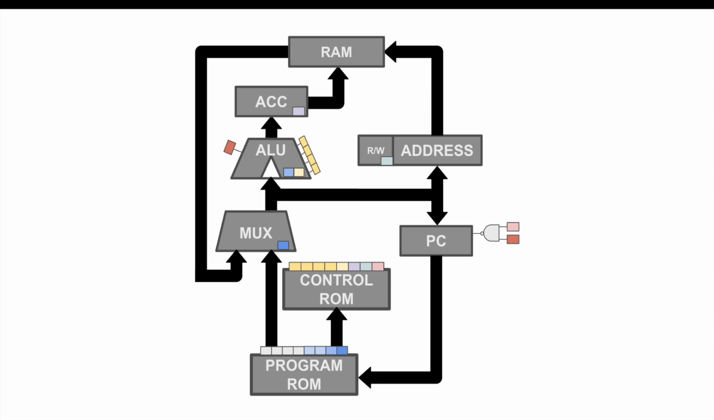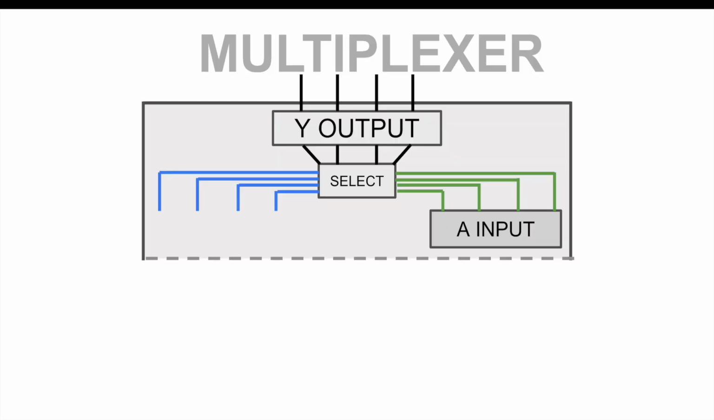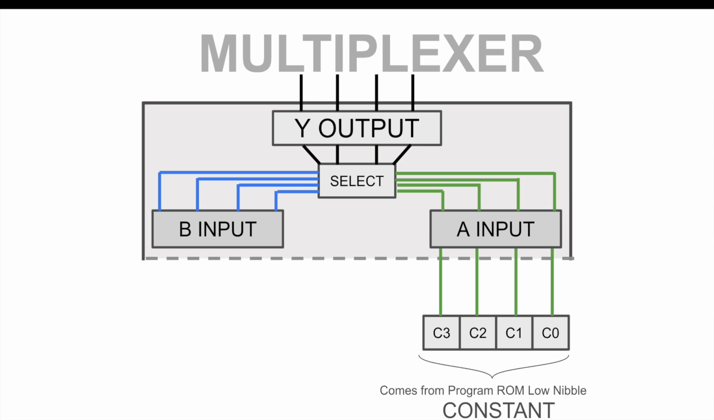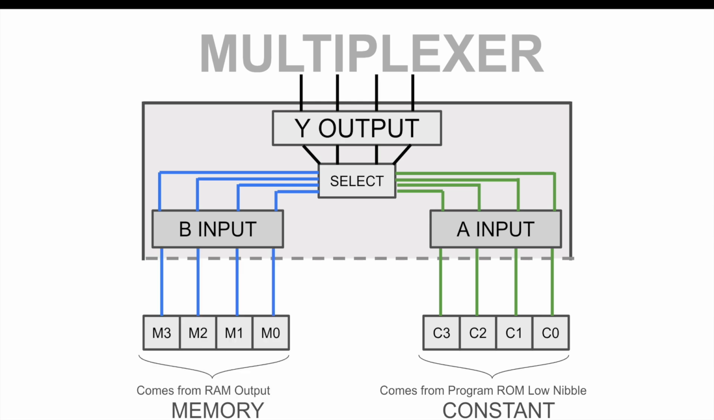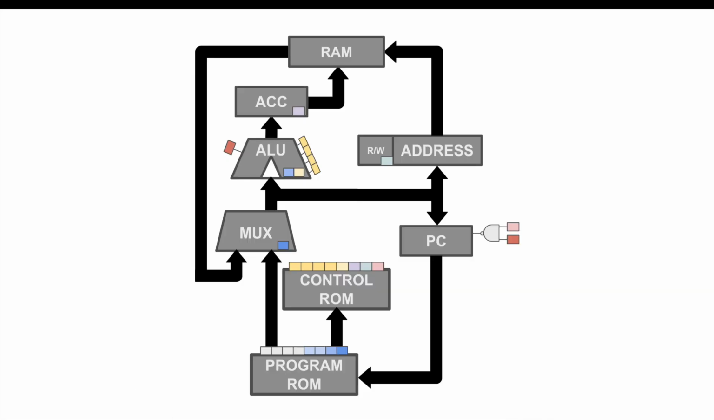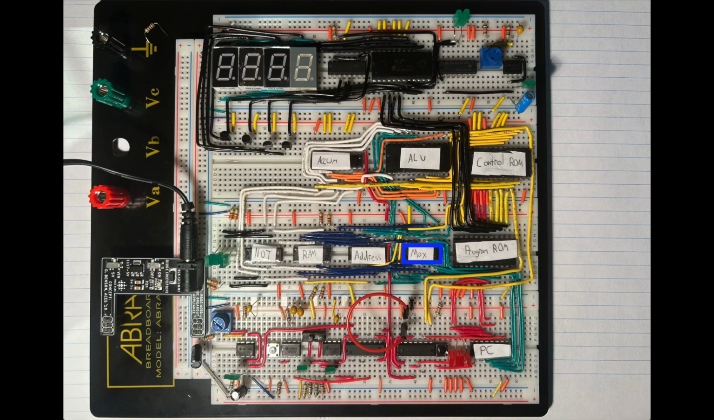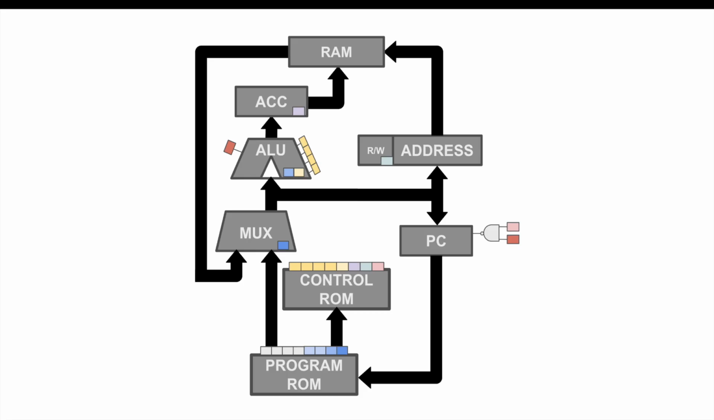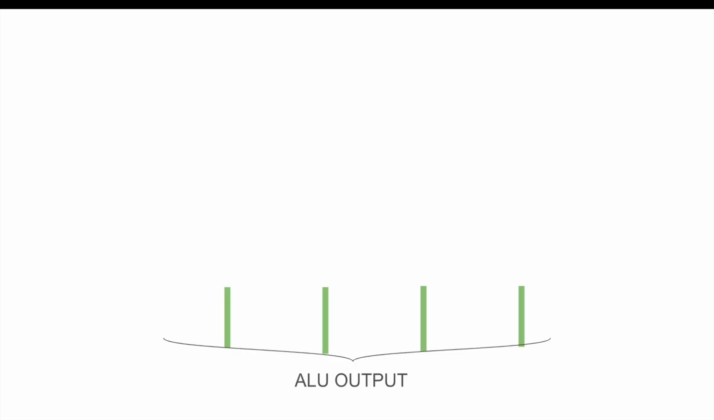Within the circuit itself, the MUX, or multiplexer, is used to determine whether a memory value or a constant value will be used, where the A inputs connect to constant and the B inputs connect to memory. When the select pin is high, a memory output will be used, and when select is low, a constant output will be used. The output from the MUX is connected to 3 places: the ALU B input, the PC, and the address register. The output of the ALU is connected to the accumulator.